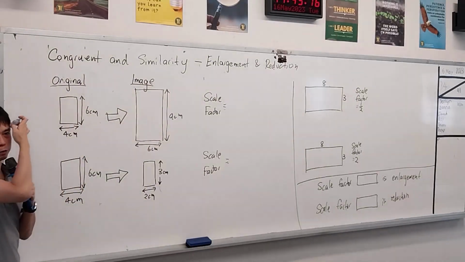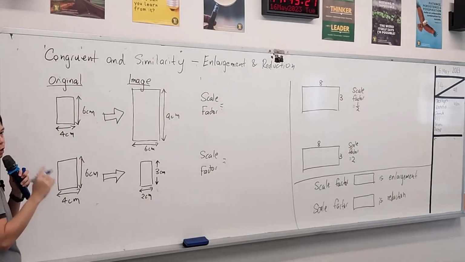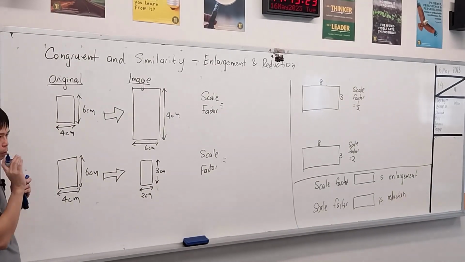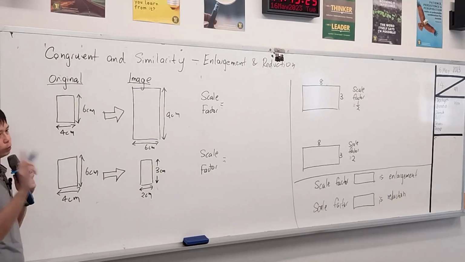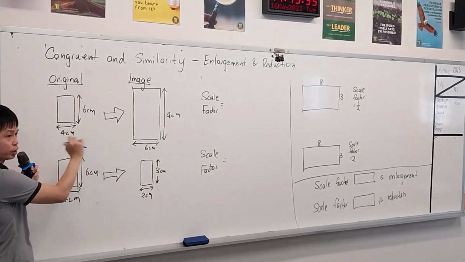Okay, today we are going to cover the chapter on congruence and similarity. If you have any questions, please ask along the way. Again, enlargement and reduction. The only thing you need to pay attention to is one concept, which is the scale factor. There will always be an original and an image.